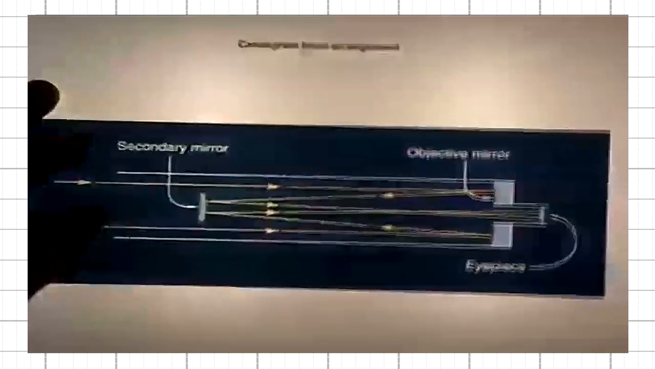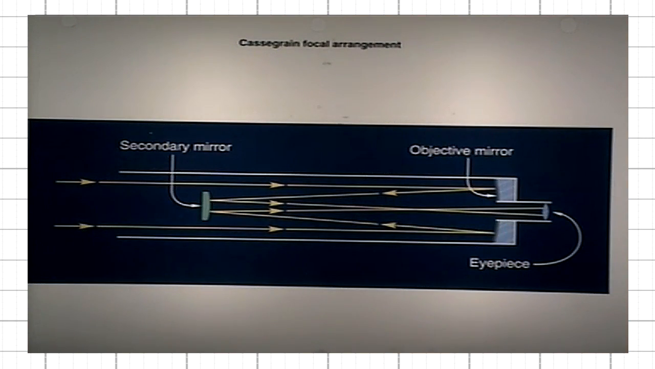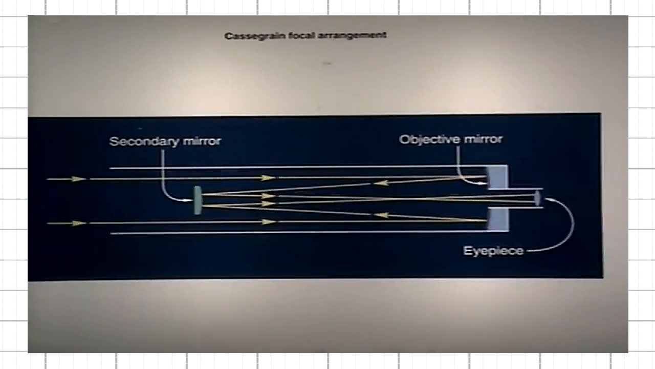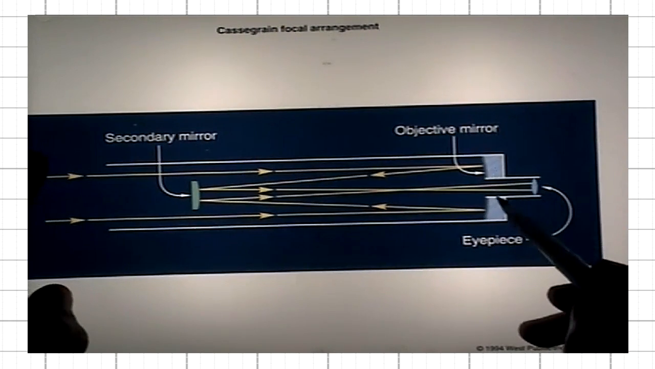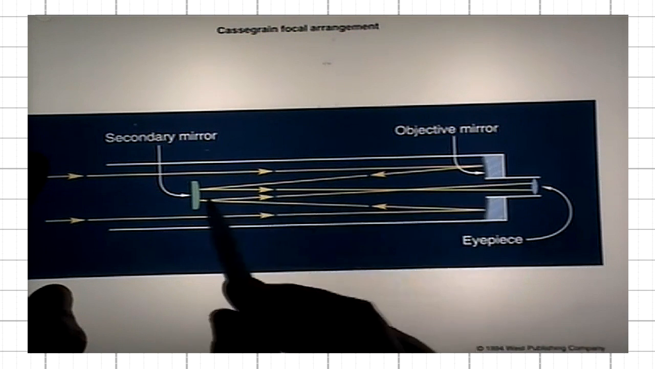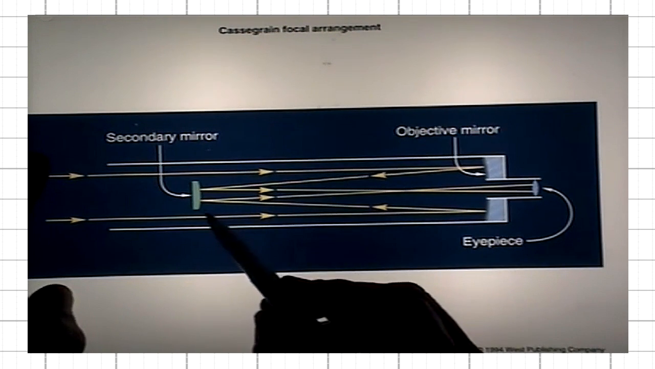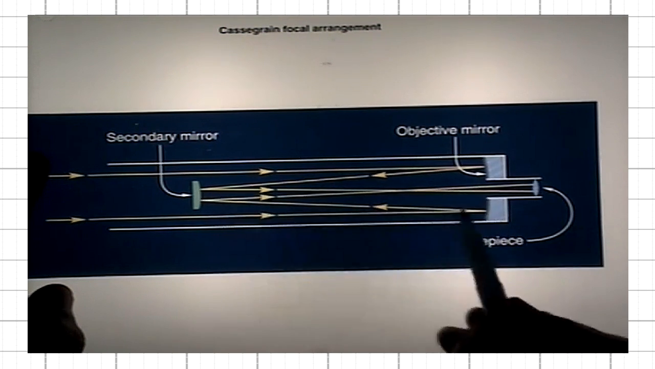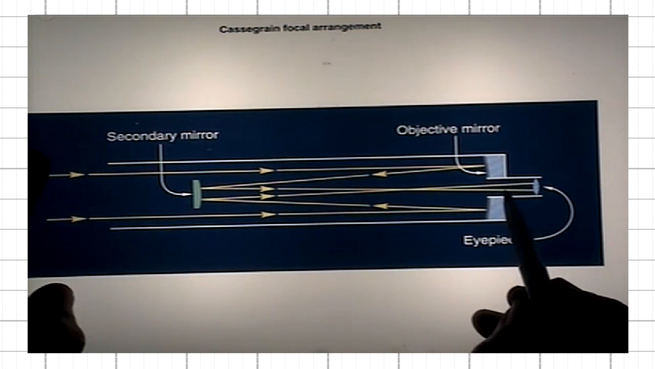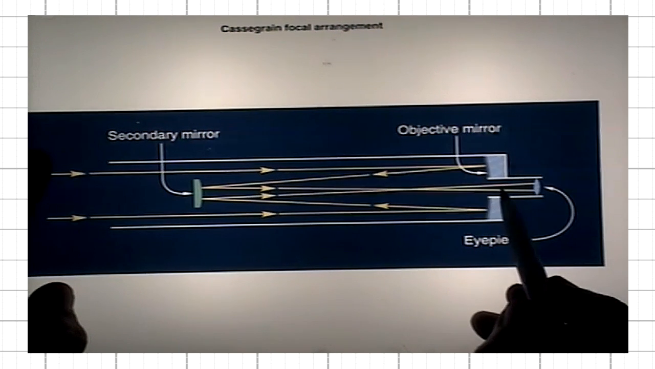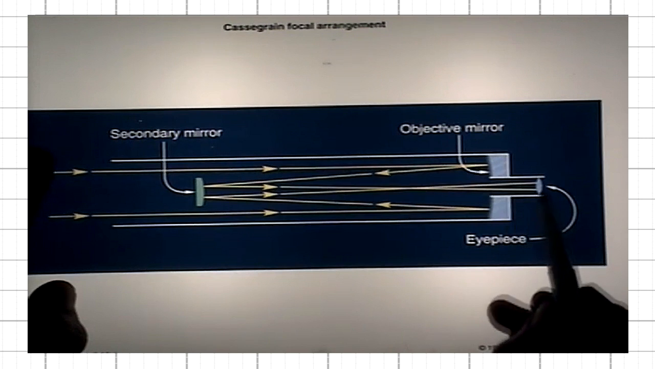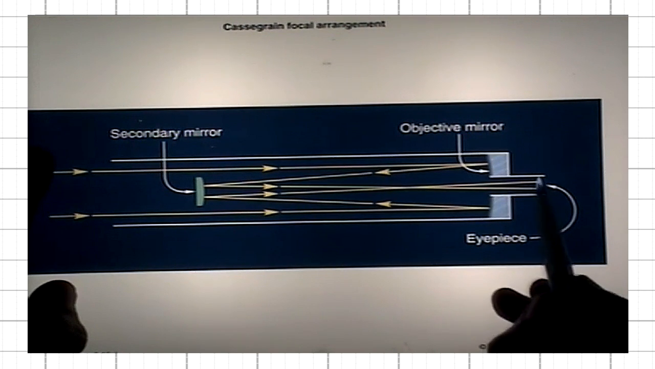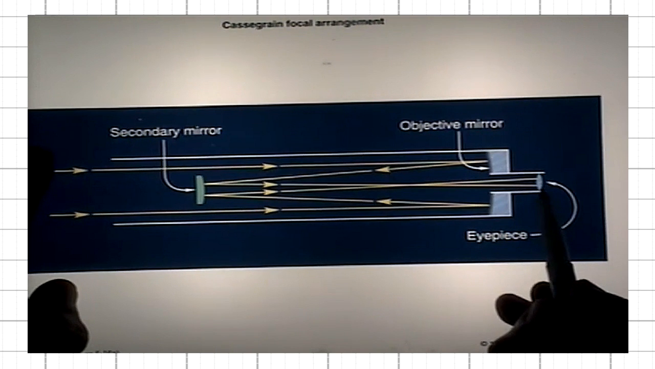The second one is the so-called Cassegrain focal arrangement. Again, a mirror is used as the objective, which focuses the light towards the focal point. But now the secondary mirror redirects the collected light through the hole in the objective, so that the viewing is done behind the objective. The eyepiece is now placed here.